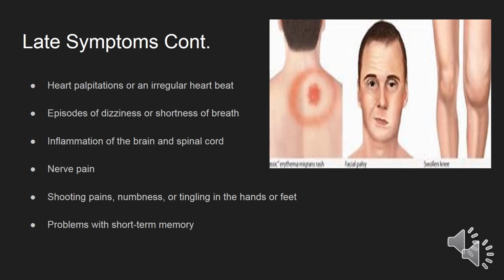So now I have even more late symptoms. What we have here is heart palpitations or an irregular heartbeat, which should be treated because that could lead to your death. Episodes of dizziness or shortness of breath. What that was compared to is kind of like having asthma, it could hit you at any moment. Inflammation of the brain and spinal cord. You could have nerve pain, shooting pains, numbness or tingling in the hands or feet, and problems with short-term memory loss. All these things could be dealt with if you get the proper treatment, but if it gets to this point, it could already be too late for you, and you need to see a doctor to figure it out.